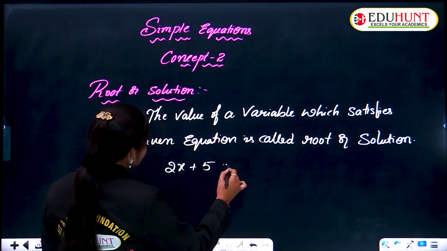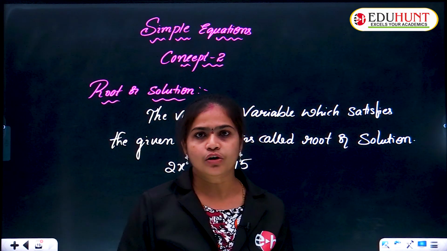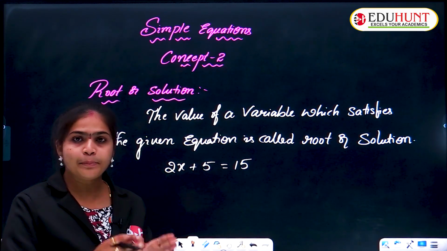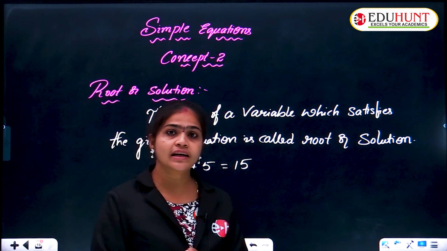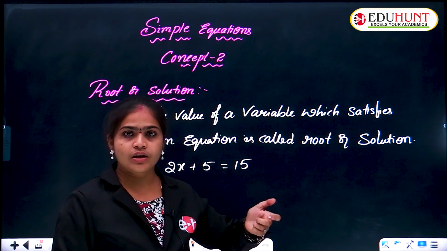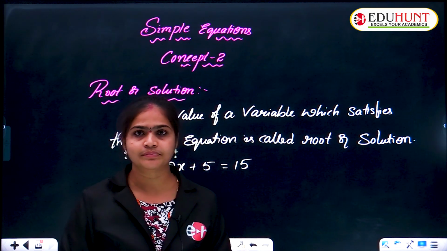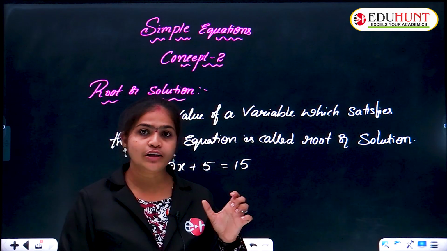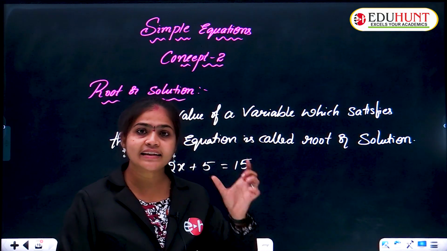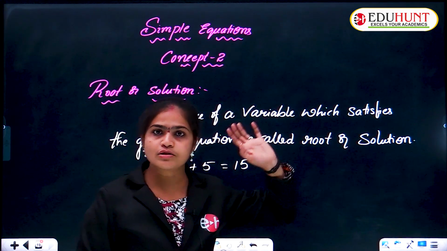Take 2x plus 5 is equal to 15. What is the value of x here? By replacement I mean that instead of the given variable, whatever value we write or take is called replacement. The value which satisfies the equation is called the root or solution.